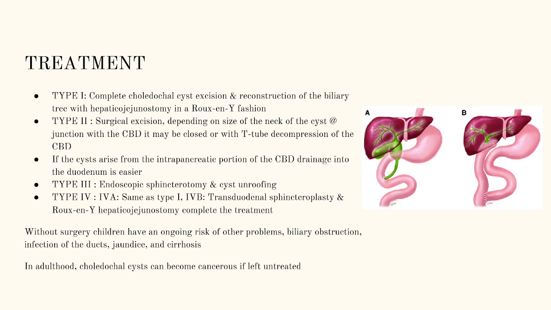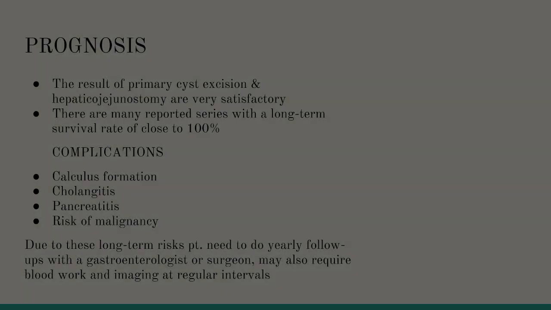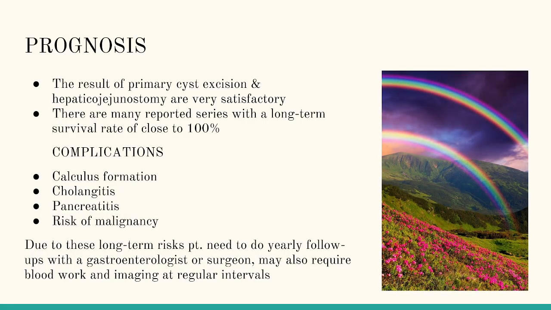Without surgery, children have an ongoing risk of other problems. These may include biliary obstruction, infection of the ducts, jaundice, and cirrhosis. In adulthood, choledochal cysts can become cancerous if left untreated. The prognosis is very good. The results of primary cyst excision and hepaticojejunostomy are very satisfactory. There are many reported series with a long-term survival rate of close to 100%.